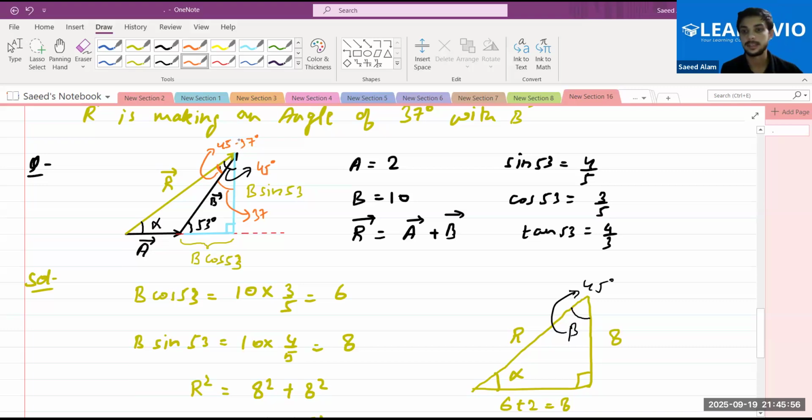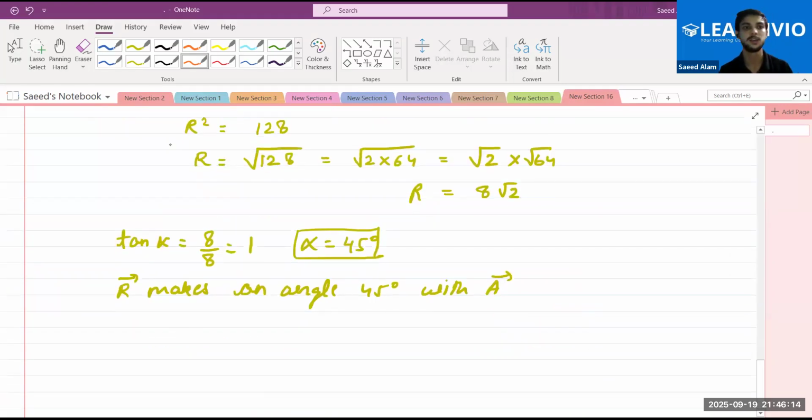45. Yes or no? Yes. So this will be the final answer. Understood? The angle made with B will be 45 minus 37 degrees. Is it okay? Yes. This was one of the very critical things that somebody can ask, but still I had discussed it as we were going through this. We had solved this for the particular case, and now we are pretty much confident about it.